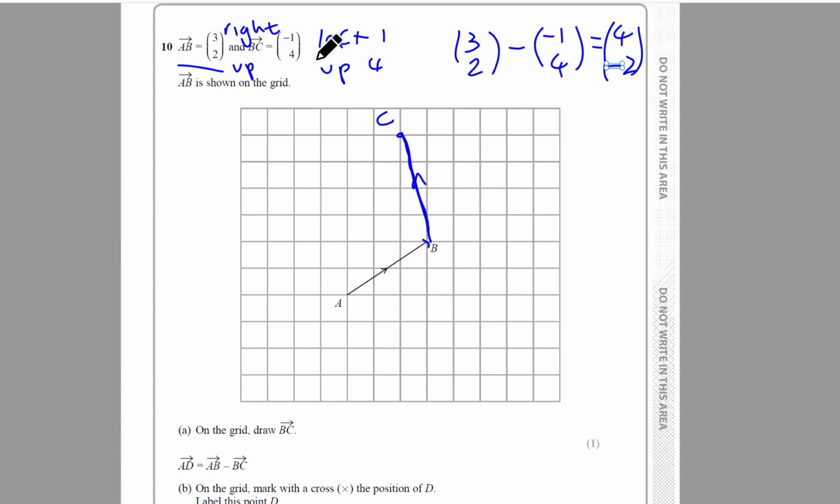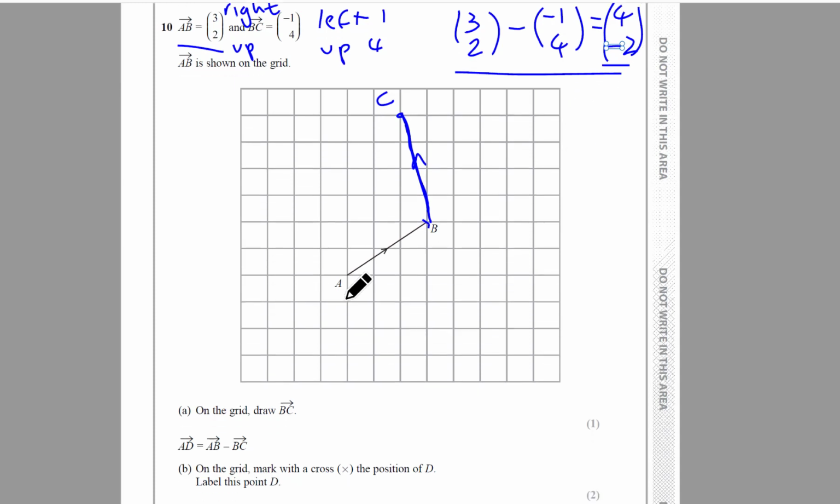Sometimes I've seen in the past they ask you to add or subtract two vectors. So when you add or subtract these vectors, so we're subtracting them, just a bit of extra knowledge for you, you just add. It's just like adding and subtracting numbers. So 3 minus 1 becomes 3 plus 1, so that becomes 4. 2 minus 4, so that vector is 4, minus 2.